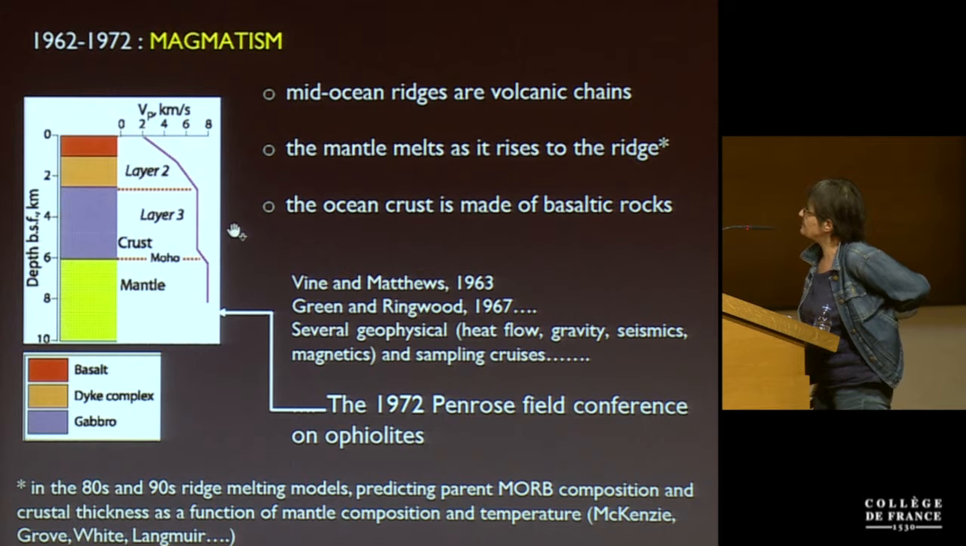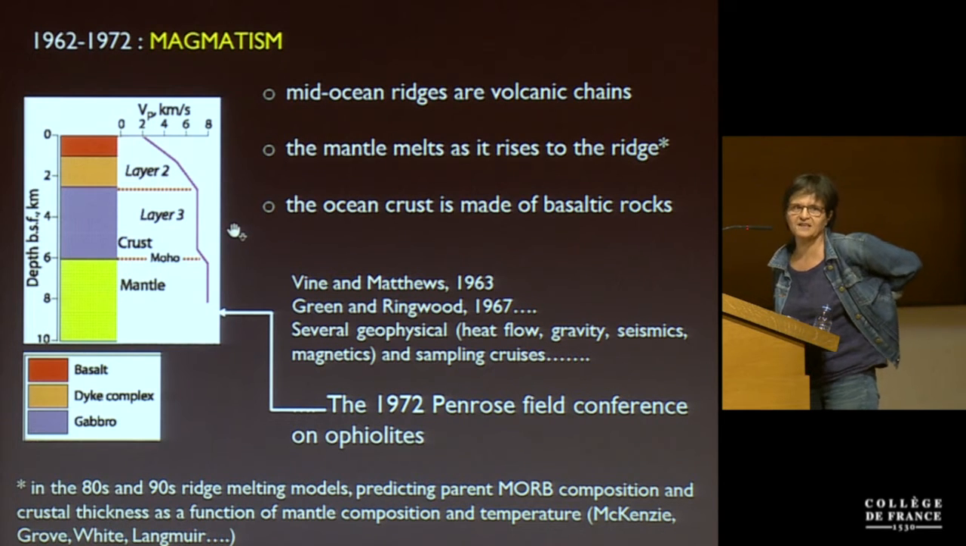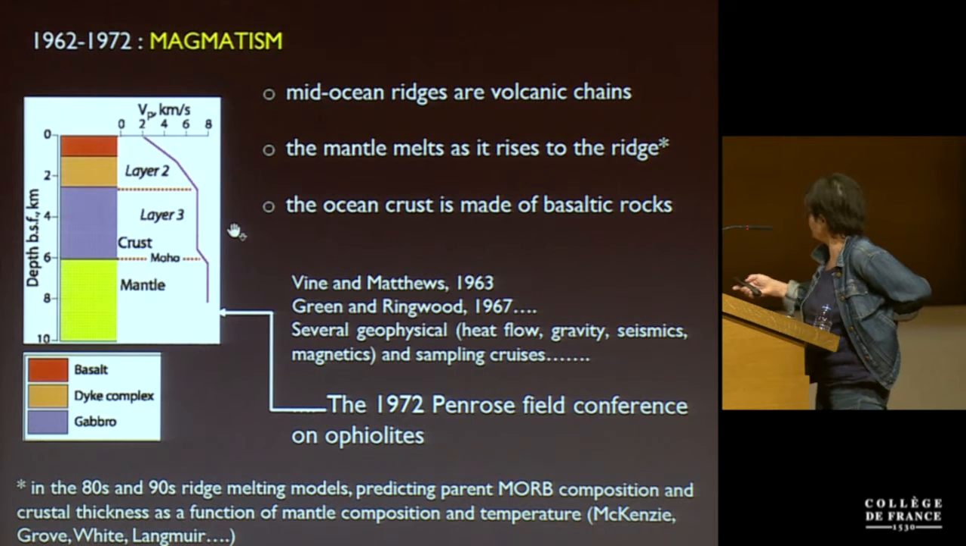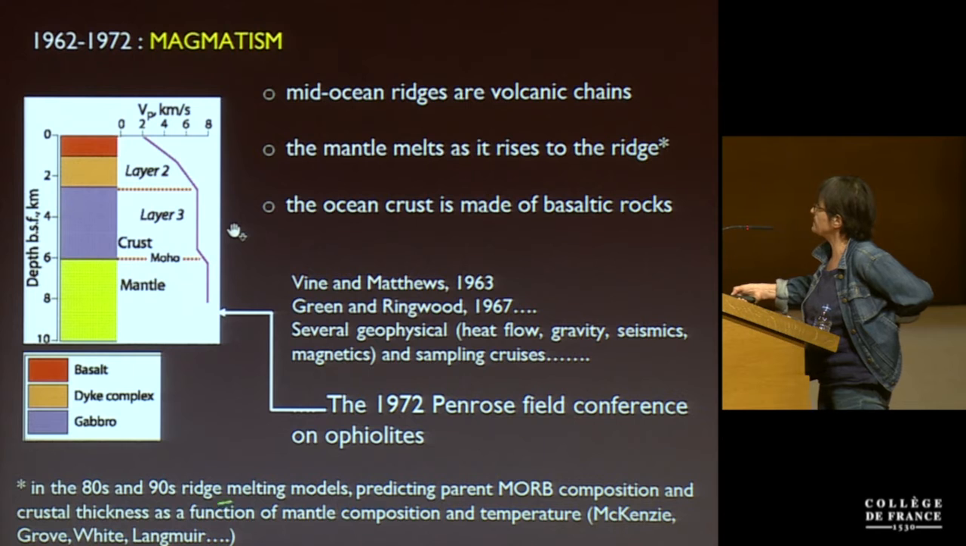And I'm just adding, because it's one of the parts I'll skip, and that's clearly a very big important part of my understanding of ridges, the ridge melting models that were mostly elaborated in the 80s and 90s. That allowed predicting parent MORB composition, and the crustal thickness as a function of mantle composition and temperature. Mackenzie, Groove, Bob White, and Charlie Langmuir.